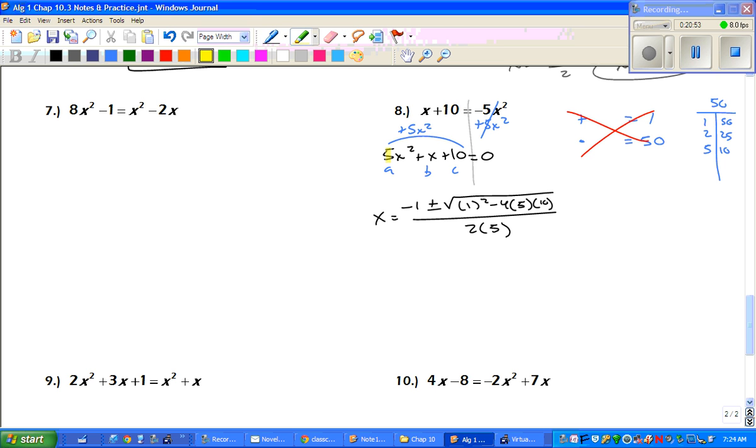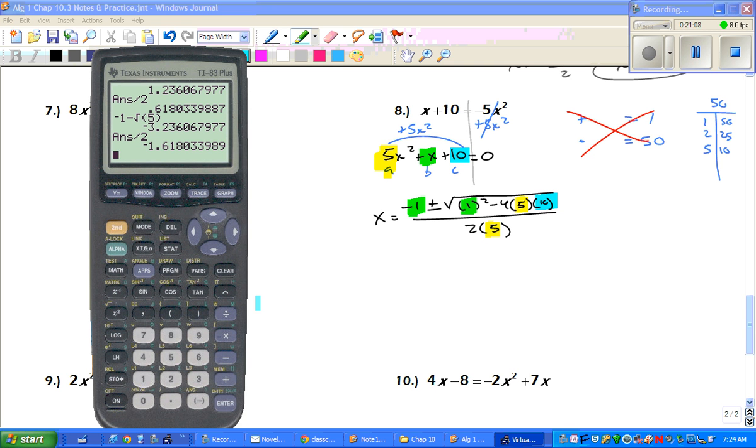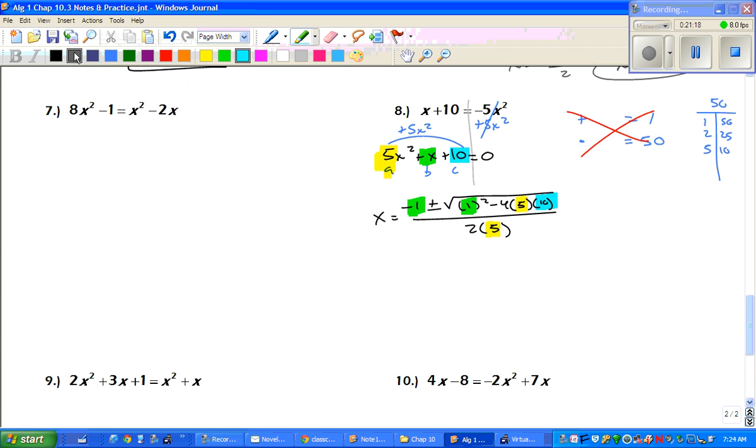Okay? And remember, wherever the a is, that's where I'm getting these numbers, the b and the c. Now, the first thing we always do is what's underneath the square root. So 1 squared minus 4 times 5 times 10. And what's it equal? Negative 199. All right, so x equals negative 1 plus or minus the square root of negative 199 all over 10.